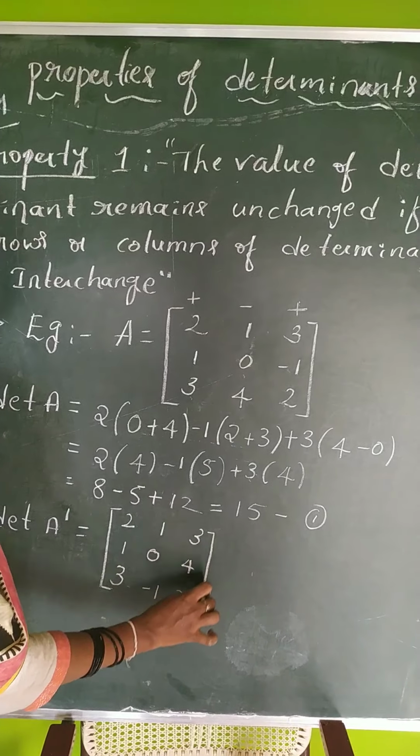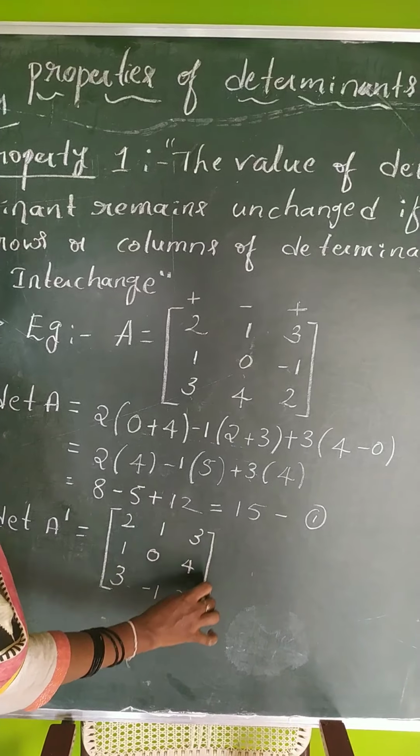So here again, expand it. This is plus 2 into, first row first column, 0 into 2 is 0. So minus will be there. Minus 1 into 4 is minus 4. Minus into minus is plus 4.